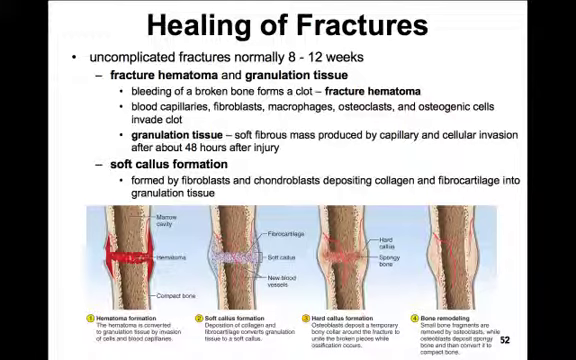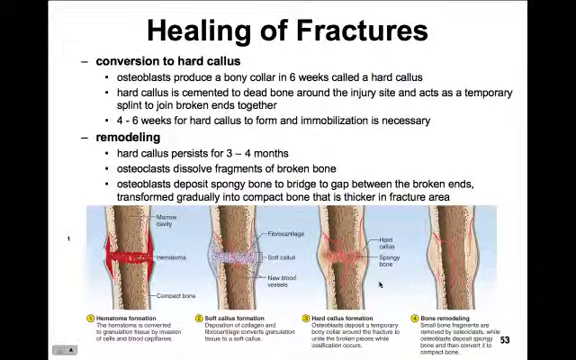Then we'll have soft callus formation here in 2. The soft callus is formed by fibroblasts and chondroblasts depositing collagen and fibrocartilage into the granulation tissue. Next, we'll see that soft callus convert to a hard callus. In the hard callus conversion, the osteoblasts are now producing a bony collar to surround the break. This hard callus is cemented to the dead bone around the injury site and acts as a temporary splint to join the broken ends together.